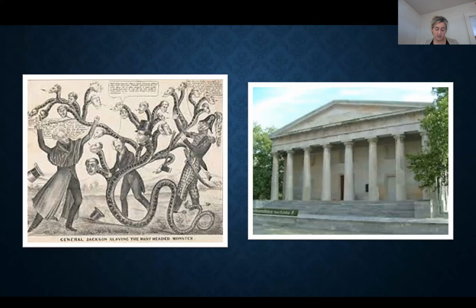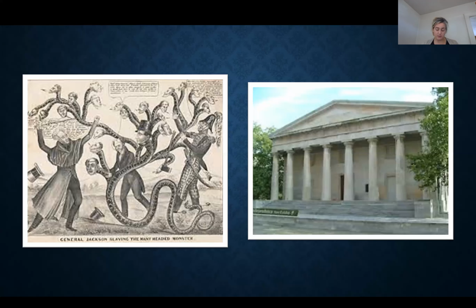Jackson asked his first Secretary of Treasury to remove all the money out of the bank, and they refused. And then they were fired by Jackson. Then Jackson asked his second Secretary of Treasury to remove the money from the bank. They refused, and they were also fired by Jackson. Jackson would ask his third Secretary of Treasury, Roger Taney, to remove the money from the bank, and he would.